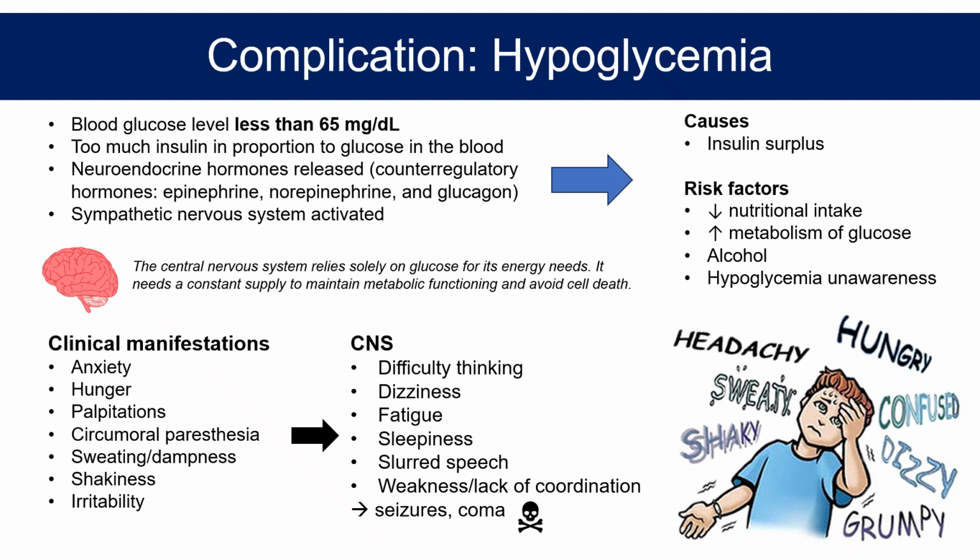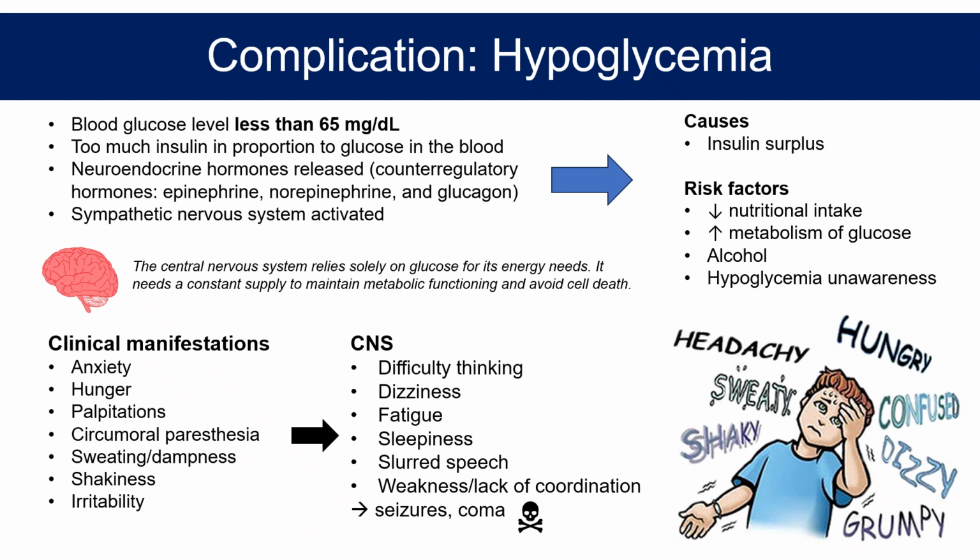A complication that can occur from both type 1 or type 2 diabetes is hypoglycemia. And per our textbook, this is the blood glucose level less than 65. So depending on where you work, that number might change. So for right now, we're going to say 65 is considered a low blood sugar. So this happens when there's too much insulin in proportion to glucose in the blood. So we've used up all of our glucose and now we are hypoglycemic.